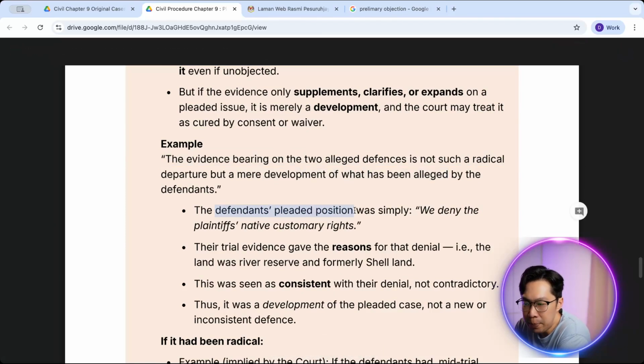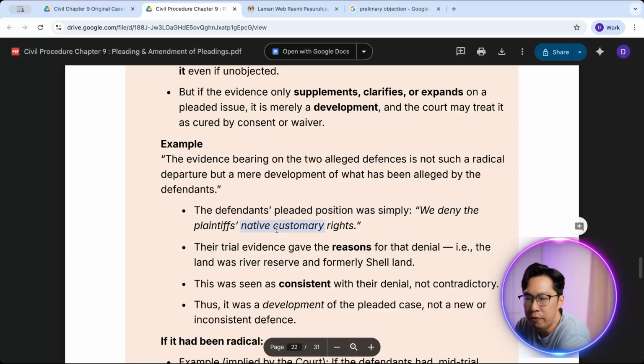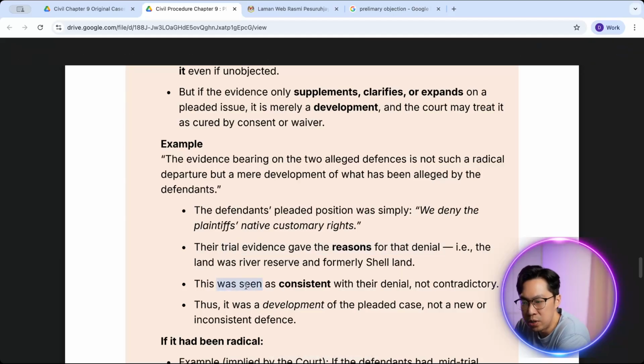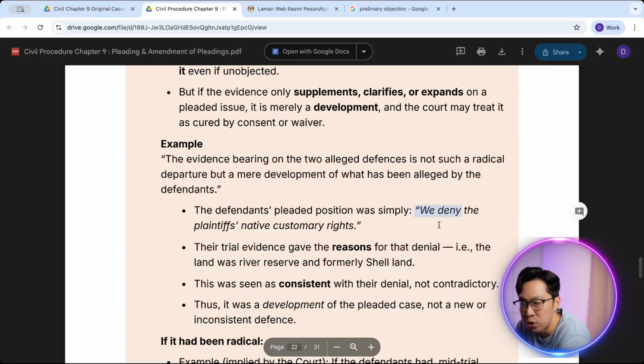So for example, the evidence bearing on the two alleged defenses is not such a radical departure but a mere development. The defendant's pleaded position was, we deny the plaintiff's native customary right. Their trial evidence gave reasons. It was seen as consistent even though it was not pleaded. Okay? Thus, it was a development of the pleaded case, not a new or inconsistent one. Even though this was not pleaded, it doesn't amount to a radical departure.